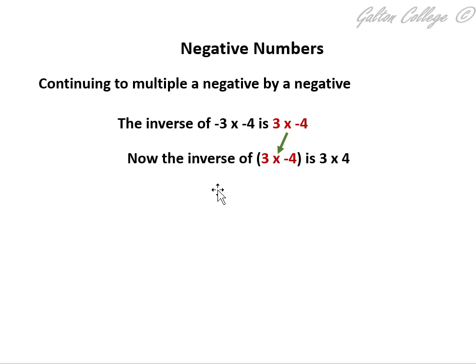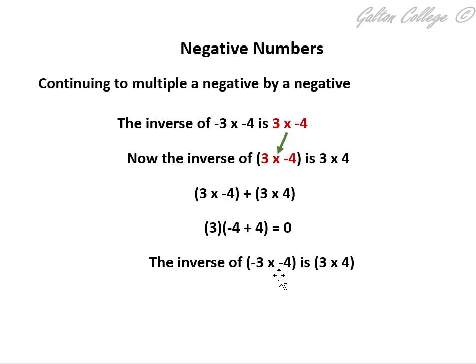Now the inverse of that is 3 times 4. Now we write it down again. So this one plus this one, this is the inverse up here, this one plus this one, we take out the 3, so we've got minus 4 plus 4, that's equal to 0. So we've just confirmed that we've worked out the inverse.